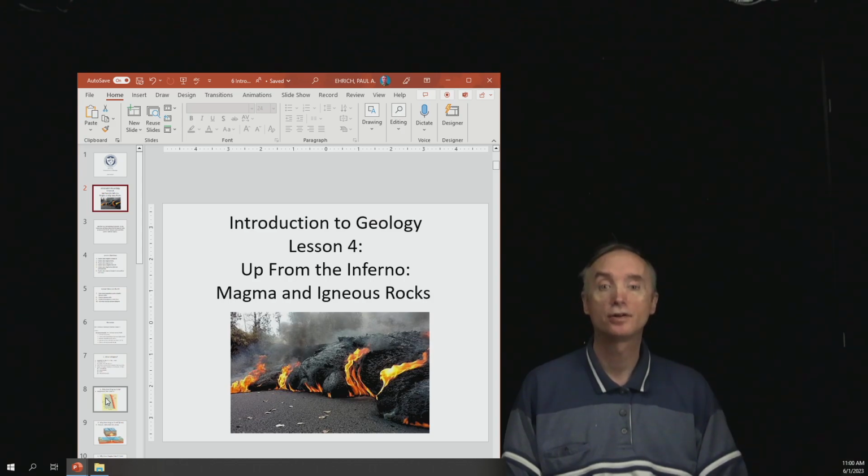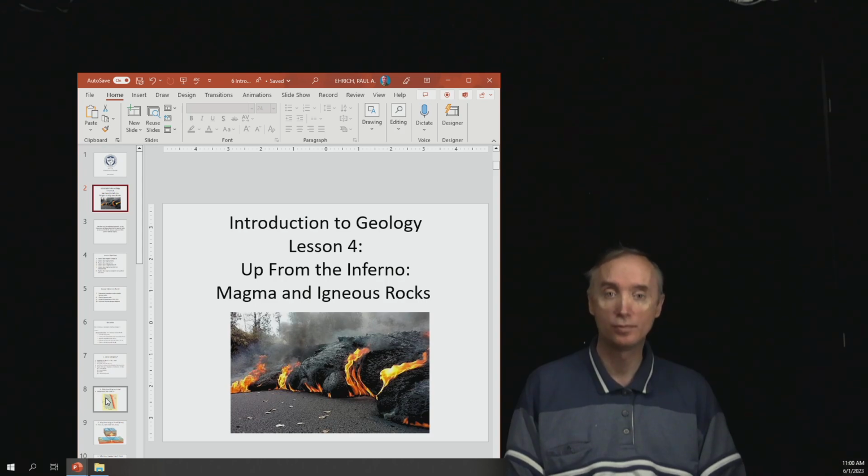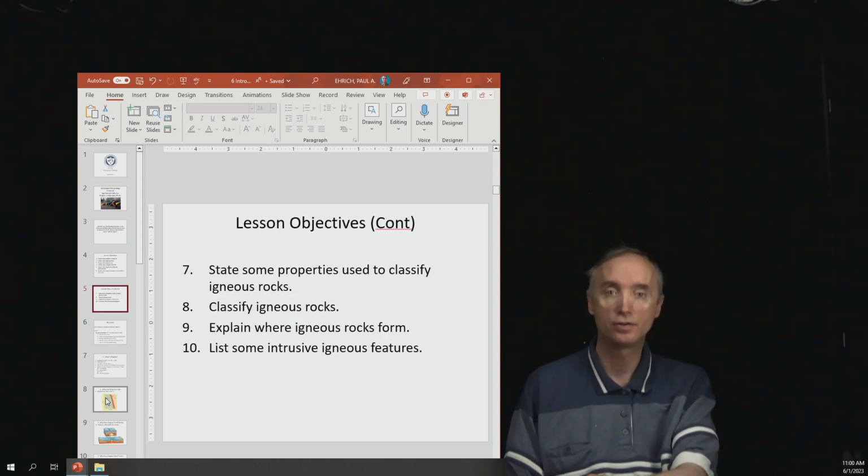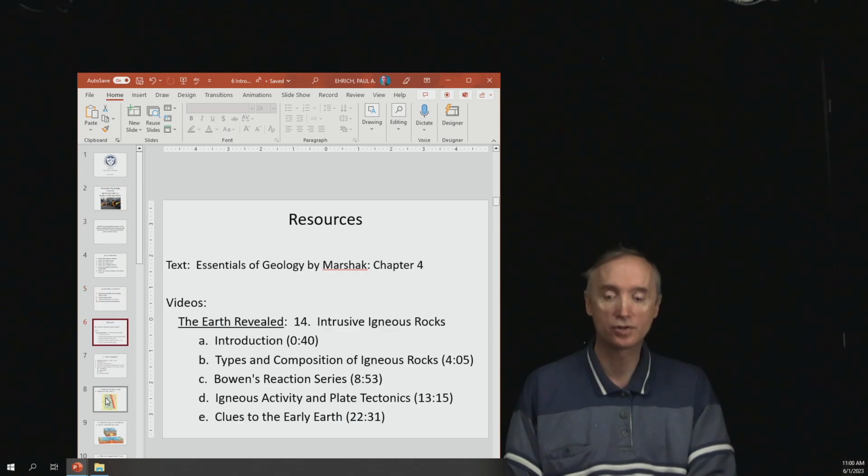Okay, we want to now continue our review for the Unit 2 lecture exam by talking about lesson number 4, what magma is and how magma turns into igneous rocks. So in your textbook, this is going to be chapter 4.